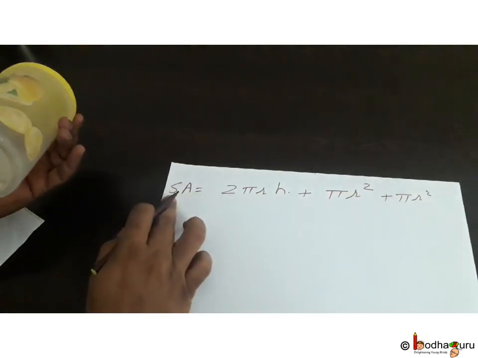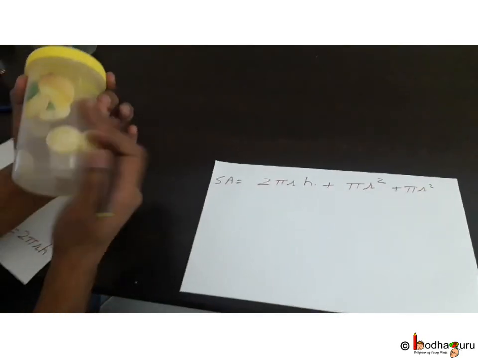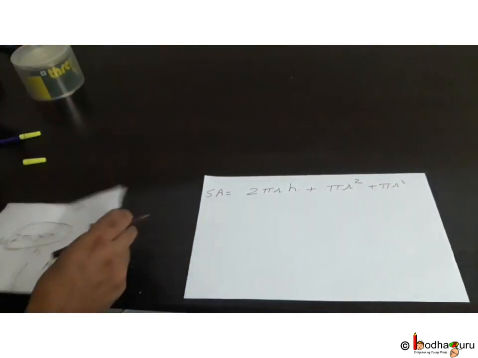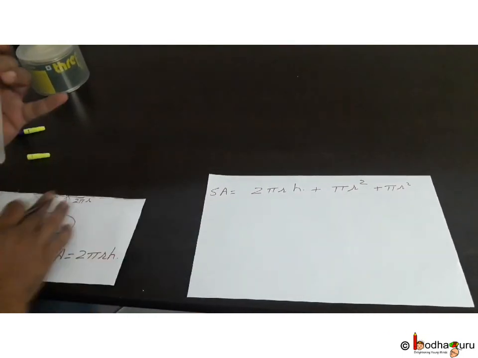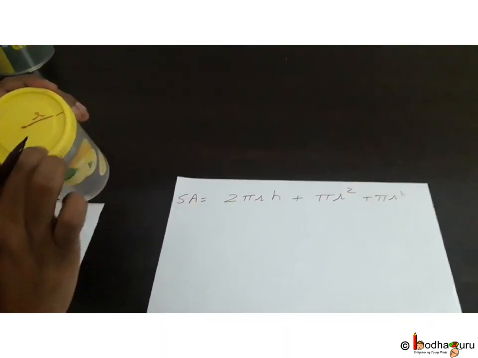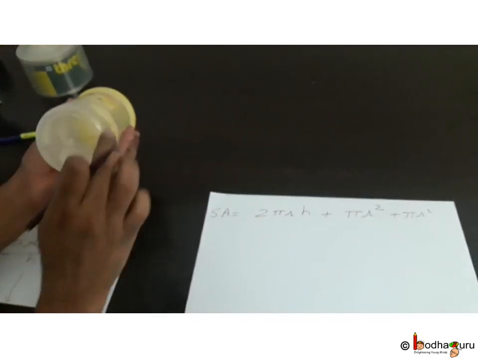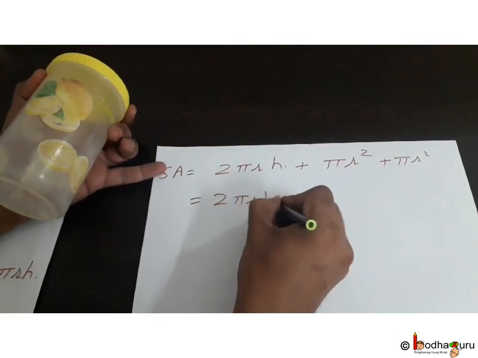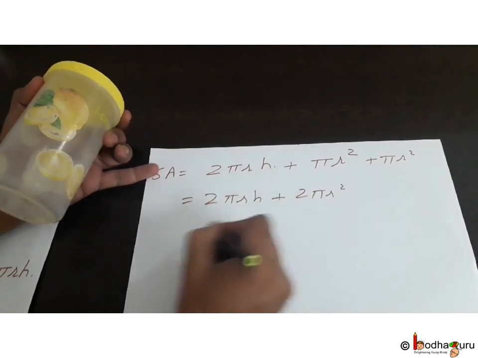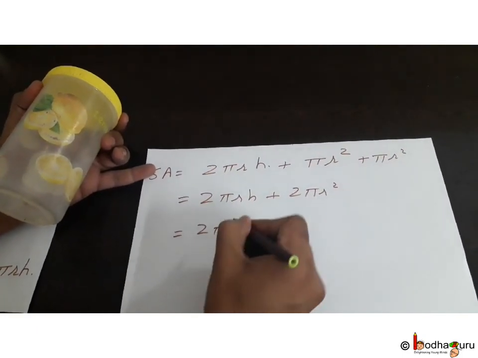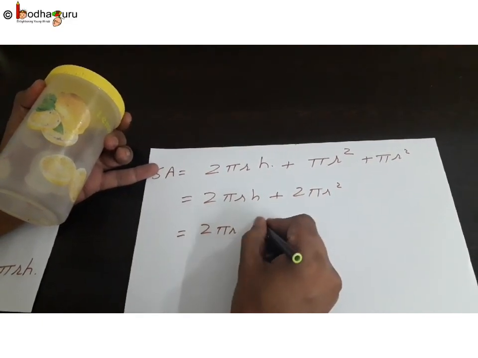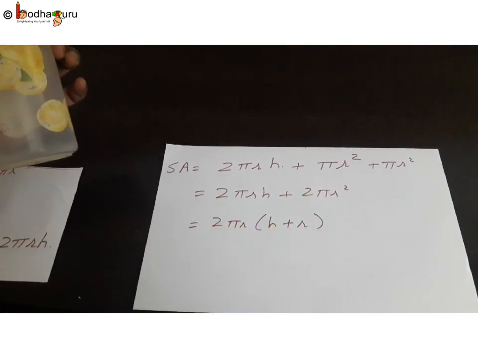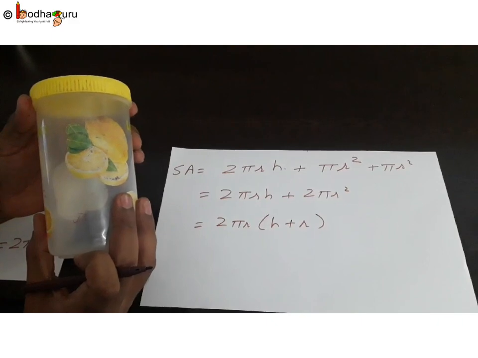So the total surface area of this cylinder, which is the area of this circular part, which is 2 pi r h, which we found out by wrapping the paper and opening the paper, plus the area of this circle, which is pi r square, plus area of this circle, which is pi r square. So this becomes 2 pi r h plus 2 pi r square, and if I take 2 pi r as common, this will be h plus r. So this becomes the total surface area of this cylinder.